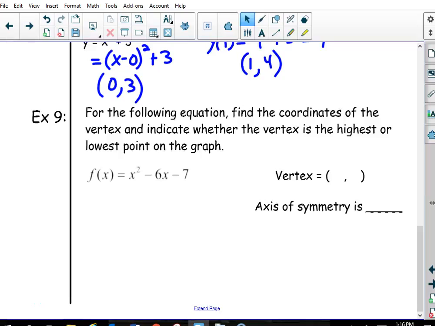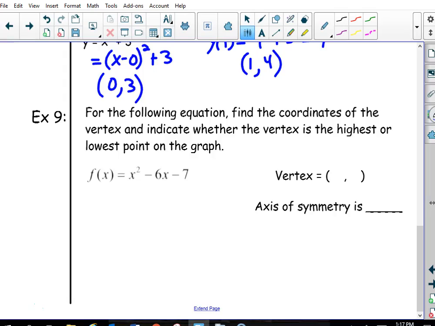Okay, this problem has us doing pretty much the same thing. We're going to find the vertex, and we're also going to tell whether it's the highest or the lowest point on the graph. And I'm not sure why, but I threw in the axis of symmetry. That's really easy to figure out.